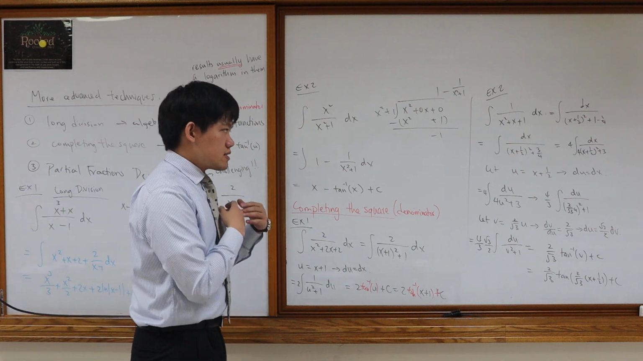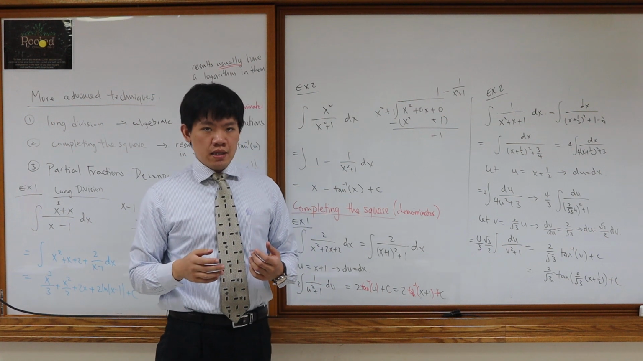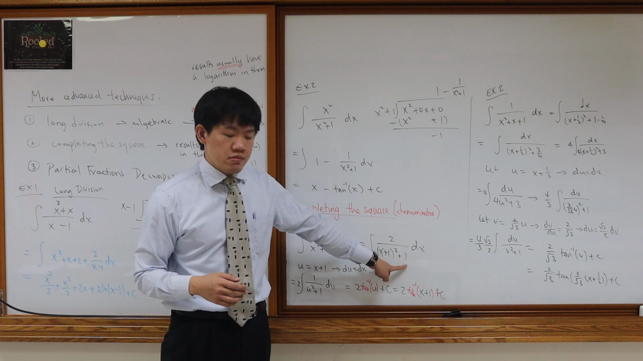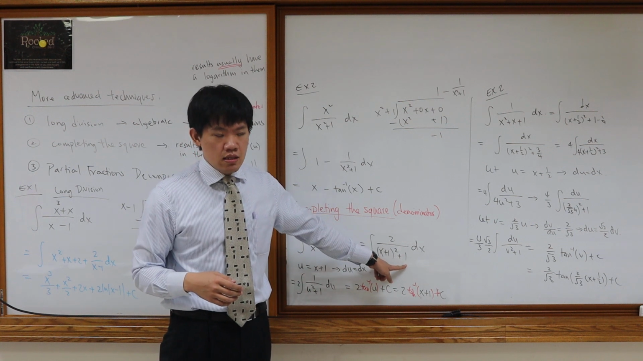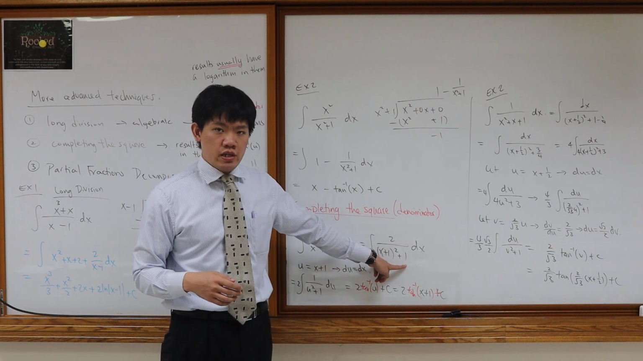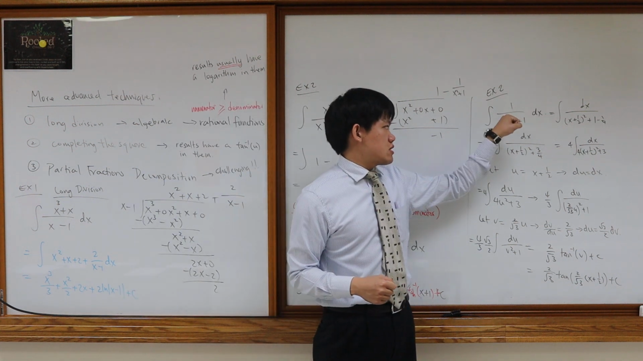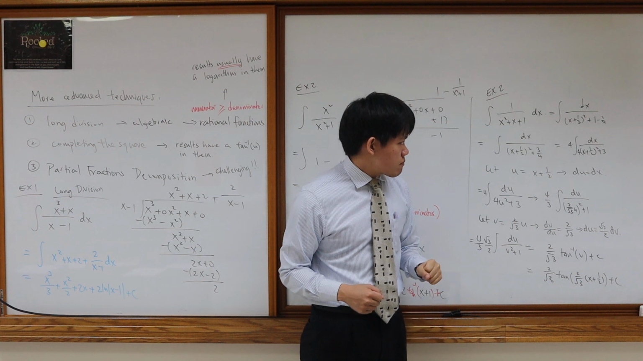Okay, so in the second example, this one's a little more challenging because of the numbers we'll be dealing with. And in this coming example, this is not going to be a plus 1 anymore. It's going to be something messy. So this is where algebra comes in. You have to be very careful. So my example here is the integral of 1 over x squared plus x plus 1.